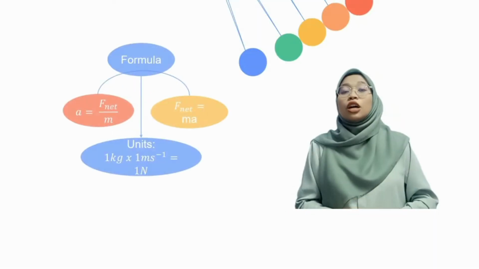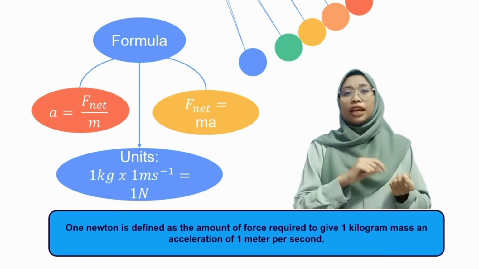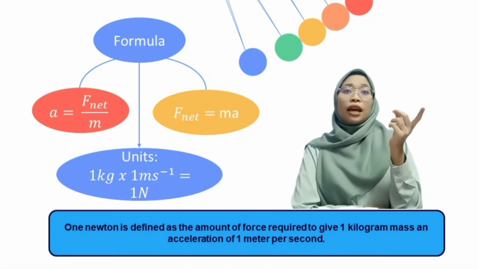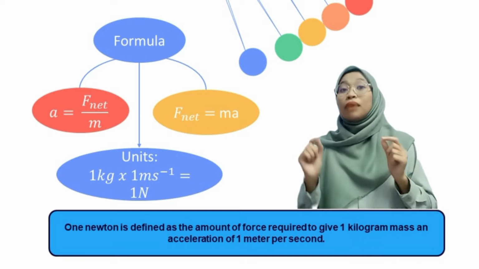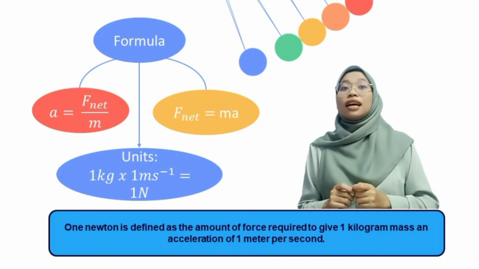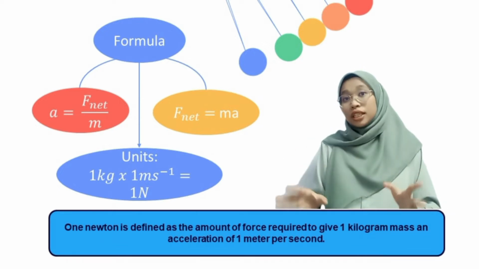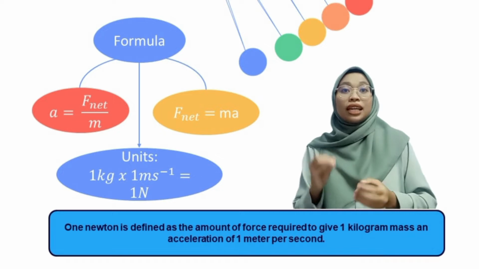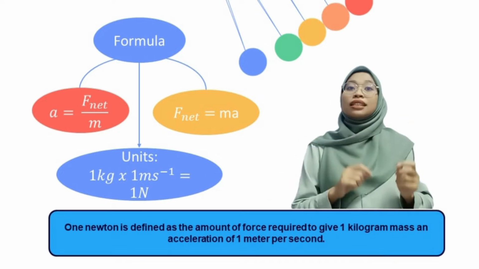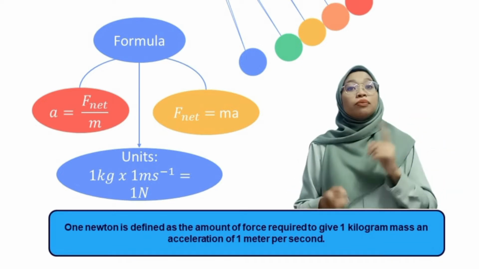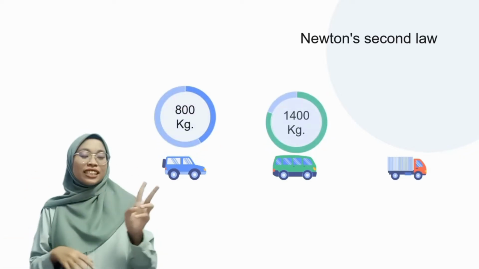Now, we will learn the formula of Newton's second law, which is F equals ma. What is F, what is m, and a? F is the resultant force, m is the mass of the object, and a is the acceleration of the body. The unit of the resultant force is the Newton. 1 Newton is defined as the amount of force required to give 1 kilogram of mass an acceleration of 1 meter per second squared. So here is a quick chart for Newton's second law.